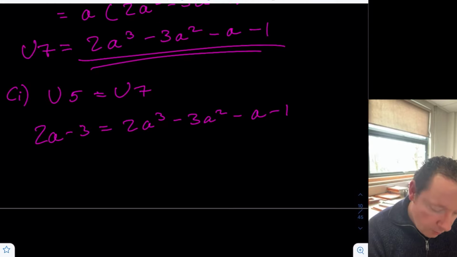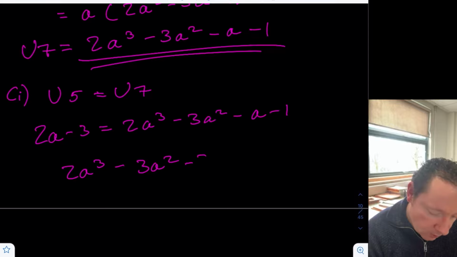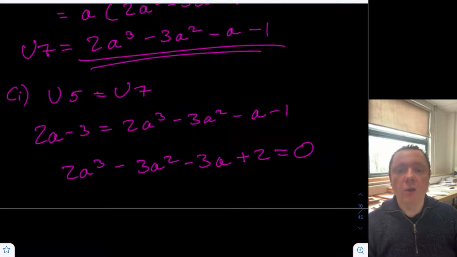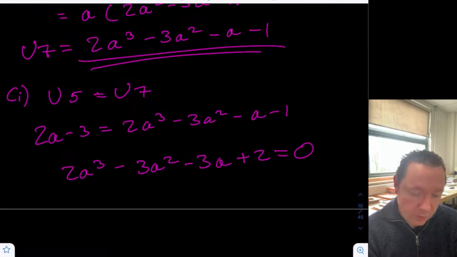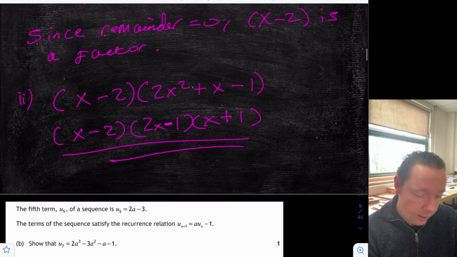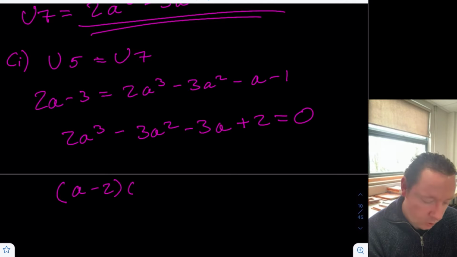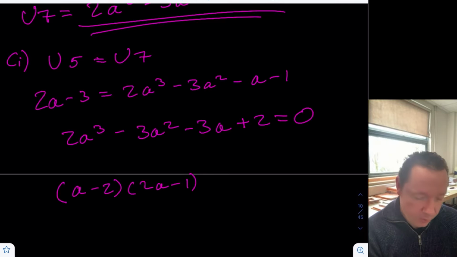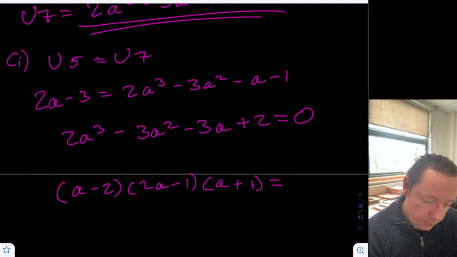So moving everything to the right, we get 2a cubed minus 3a squared minus a minus 2a is minus 3a, minus 1 plus 3. 3 minus 1 is 2. So plus 2 equals 0. So we've now got a cubic to solve, so it's actually back to polynomials. 2a cubed minus 3a squared minus 3a plus 2. We've already factorised that. So taking our answer from part A, a minus 2, 2a minus 1, and a plus 1 equals 0. So that means that a equals 2, 2a equals 1, so a equals a half, and a equals minus 1.